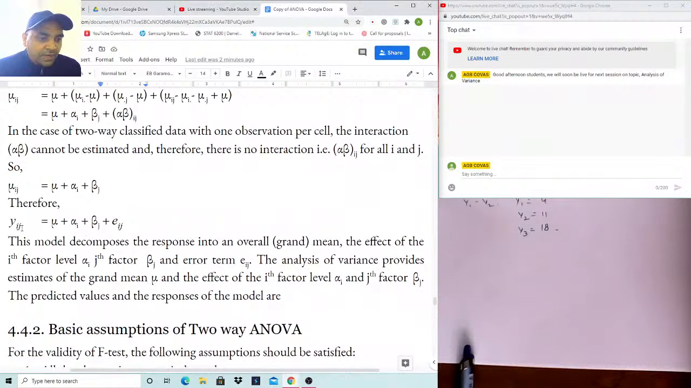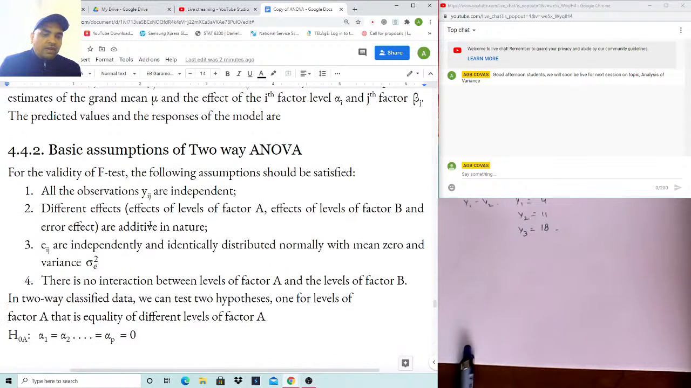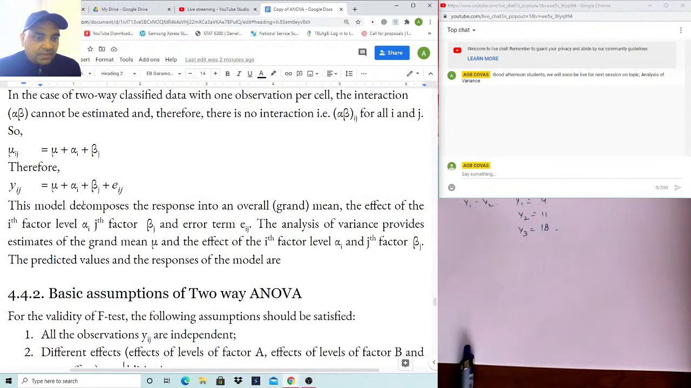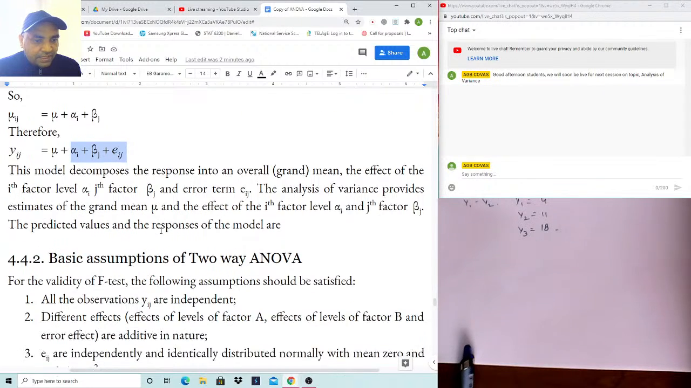So Yij will be equal to mu, that is the population mean, plus alpha i, plus beta j, plus the error due to i and j. These will be your basic assumptions: that all observations are independent, and the different effects, that is the effect of level of factor A, the effect of level of factor B and the error effect, are additive in nature. That is what our model is.